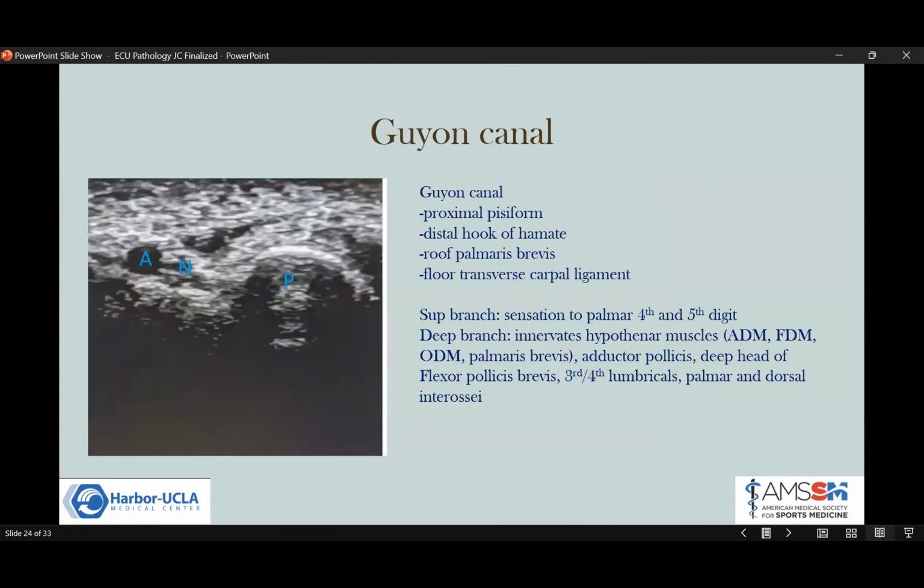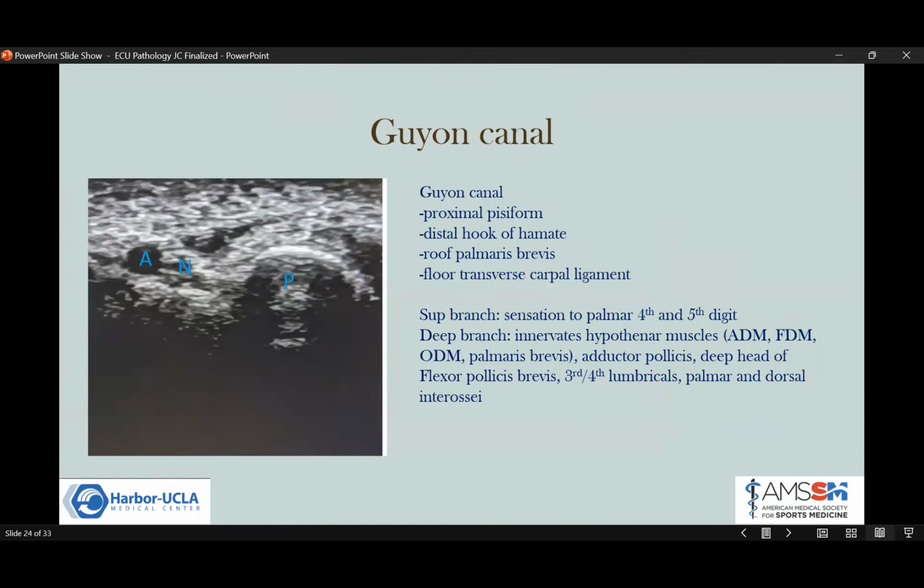What I have here is the Guyon's canal. I have the ulnar artery shown here, the main branch of the ulnar nerve diving in, the pisiform, and a little hint at some of the hypothenar musculature. The proximal border would be the pisiform. Distally, you'll have the hook of hamate. The roof is the palmaris brevis, and the floor is the transverse carpal ligament.